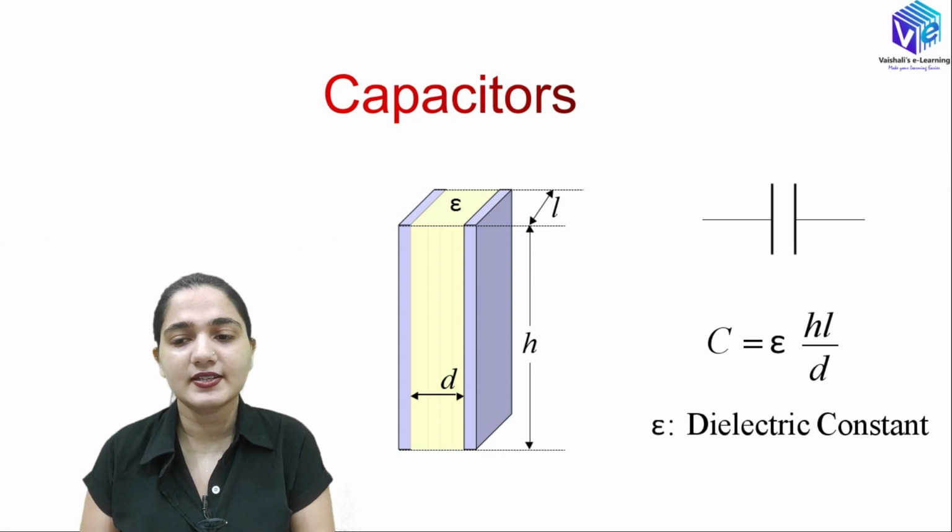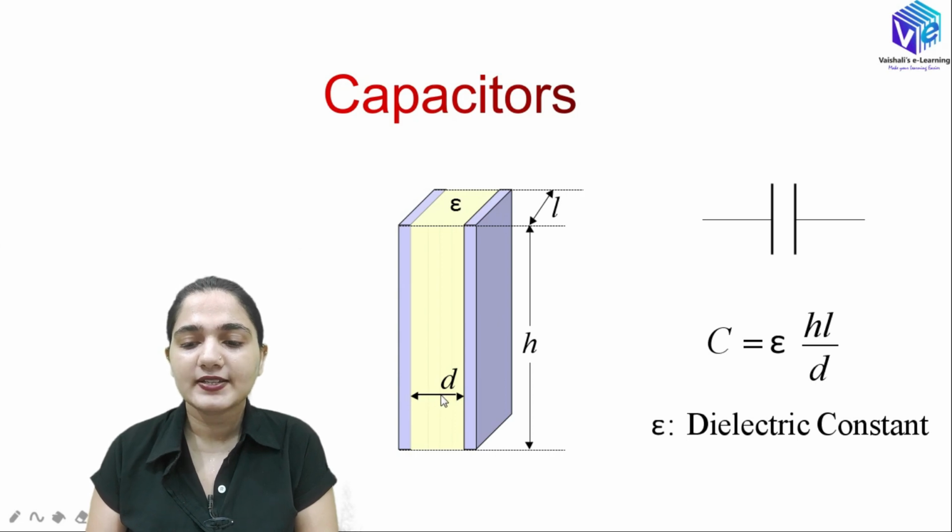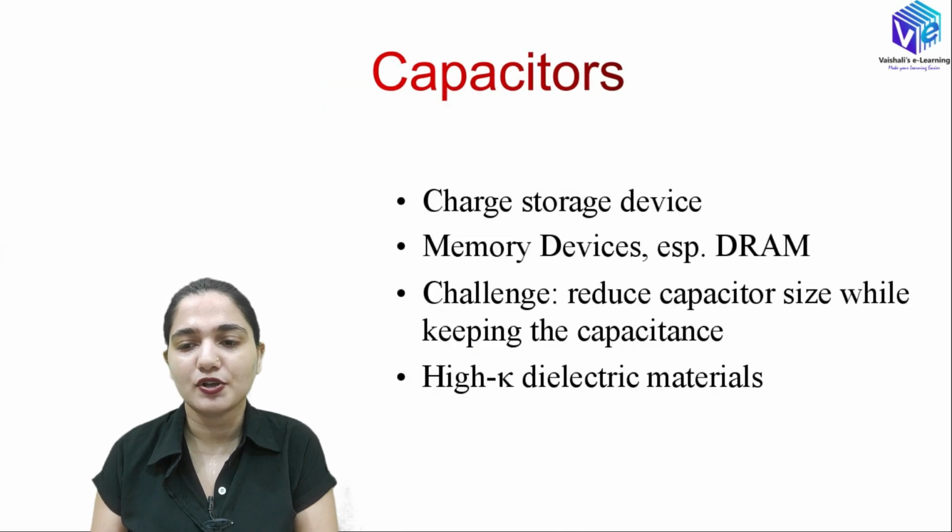Now coming to the capacitors. So here we have two plates. This is the symbolic representation of the capacitor. The distance between the two plates is d. Here the height of this plate is h and the width is L. Now the capacitance is given by epsilon A upon d. We know the formula to find out capacitance. Here epsilon is the dielectric constant, and what is area? Area is this h multiplied by L. So C is epsilon h L upon d, where epsilon is the dielectric constant.